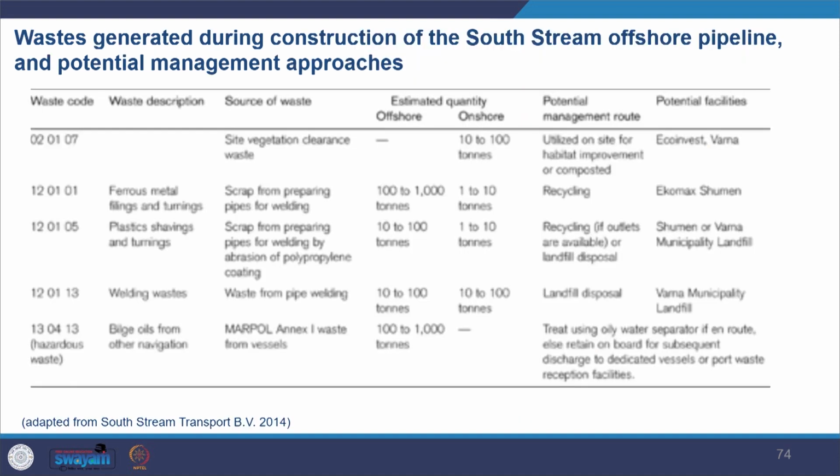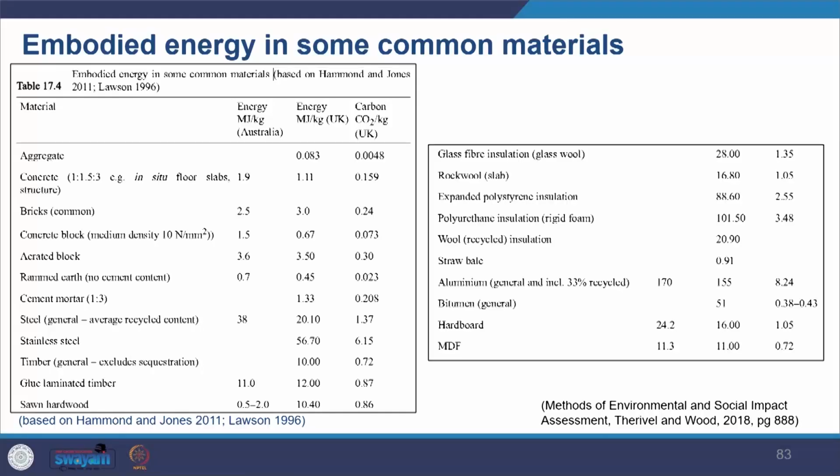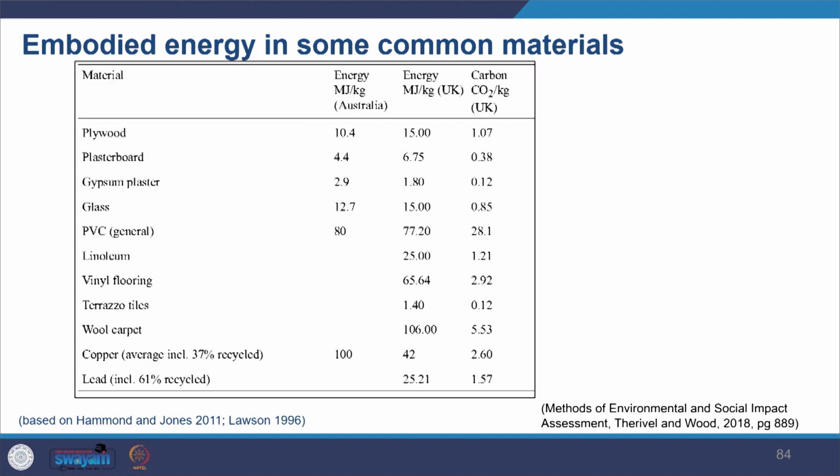Then there's another example from a pipeline project. You can see here how they are dealing with the waste: what the waste code is, the typology, the description, where the source is coming from, the quantity, the potential management, how they are going to handle it, and what kind of facilities they have. Similarly, you can see another example where they are documenting the embodied energy so that they can understand resource efficiency well. You can see how, for each material, the embodied energy is taken care of in various country contexts.